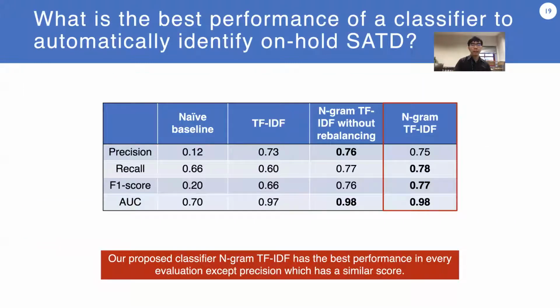Then we build a classifier that can identify the on-hold SATD by classifying SATD comments into on-hold or not. The naive baseline was created using the frequent words that appear in the on-hold SATD. We also run the comparison using TF-IDF as feature extraction with the same setting on auto-sklearn. To measure the effect of rebalancing on our classification, we also compare the performance of the n-gram TF-IDF with and without the rebalancing. Our proposed classifier, n-gram TF-IDF, has the best performance in every evaluation except the precision, which has a similar score.